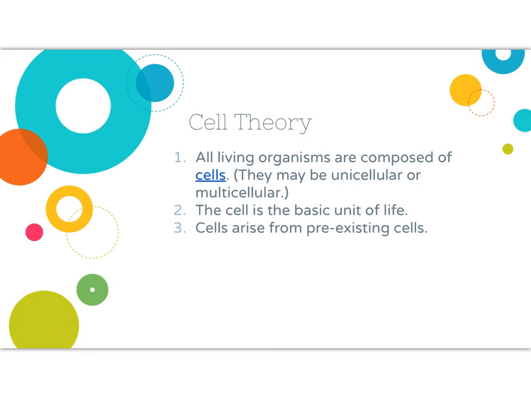Cell theory says that all living organisms are composed of cells. They may be unicellular, so one-cell organisms, or multicellular. The cell is the basic unit of life, and cells arise from pre-existing cells. They don't just spontaneously arrive out of nothing.